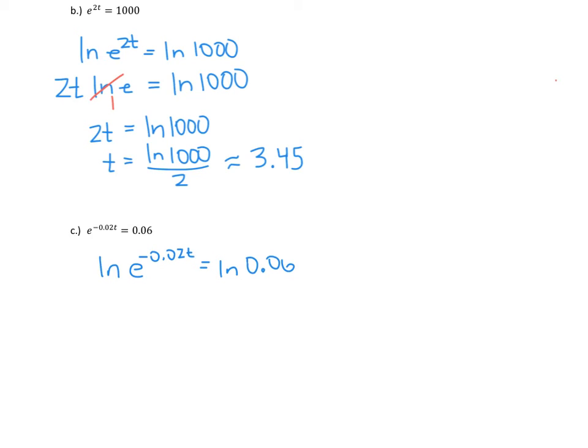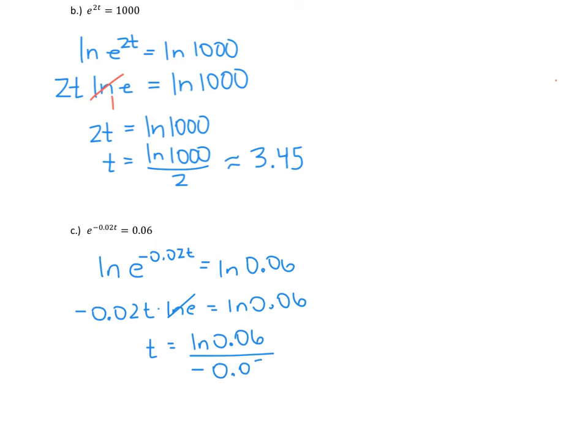Now the property of logarithms tells us that we can bring the exponent out in front. So we have a negative 0.02t times natural log of e equals natural log of 0.06. Once again, the natural log of e goes away since that's 1. And then we're going to divide both sides by a negative 0.02. So we have t equal to natural log of 0.06 divided by a negative 0.02.